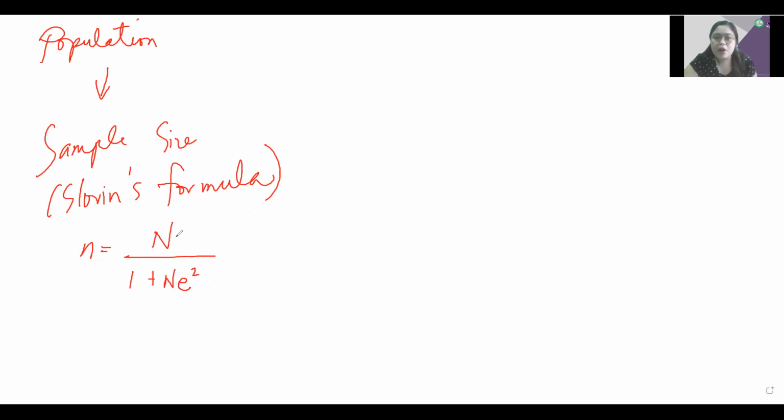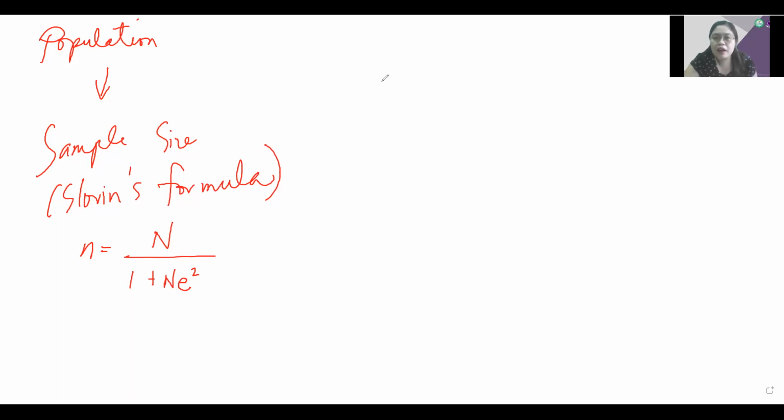Again, this is your population divided by 1, and then again this capital letter N here is the population, and then E is the allowable room for error. And then for most quantitative descriptive studies, we use 5% here, so that will be equivalent to 0.05. So let's just have an example.